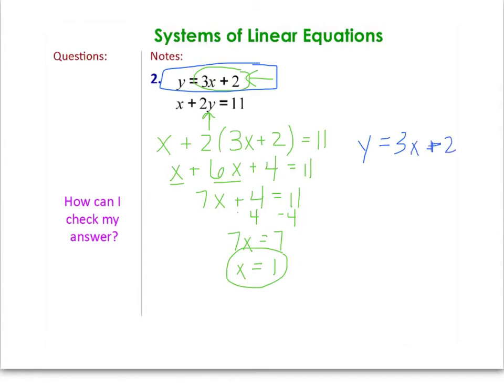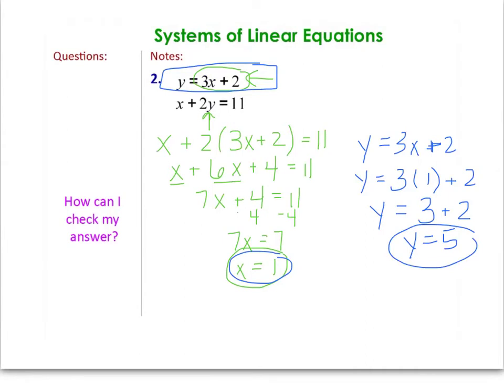Ooh, that's a funky plus sign. So now put 1 in for x. Y equals 3 times 1 plus 2. Y equals 3 plus 2. Y equals 5. So I have my x and I have my y. So the point, my answer, is the point 1, 5.